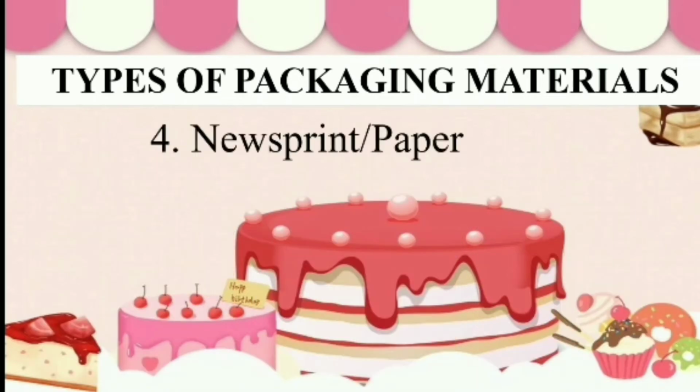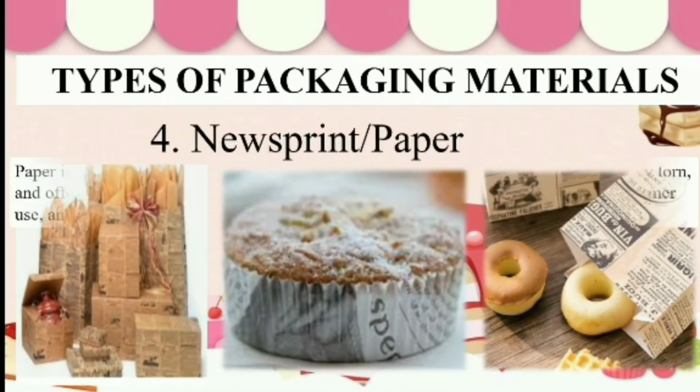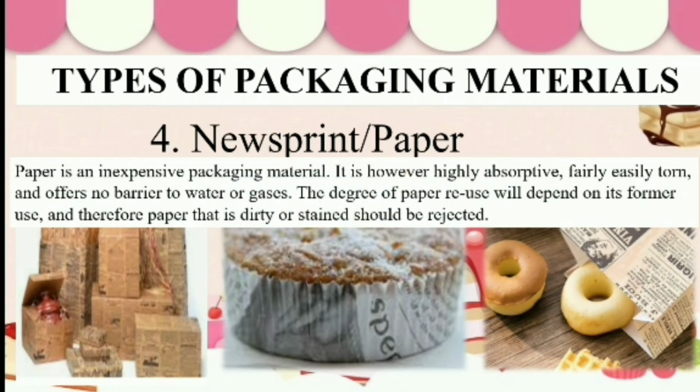Number 4, newsprint paper. Paper is an inexpensive packaging material. It is, however, highly absorptive, fairly easily torn, and offers no barrier to water or gases. The degree of paper reuse will depend on its former use, and therefore paper that is dirty or stained should be rejected. Newsprint should be used only as an outer wrapper and not be allowed to come into direct contact with food, as the ink used is toxic.